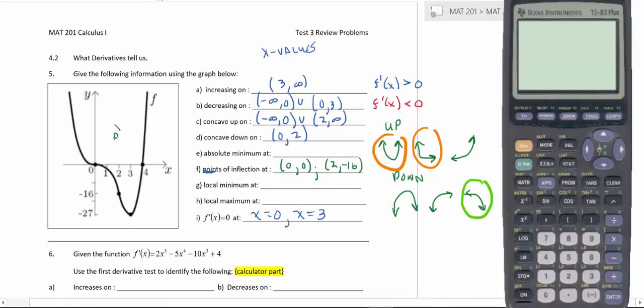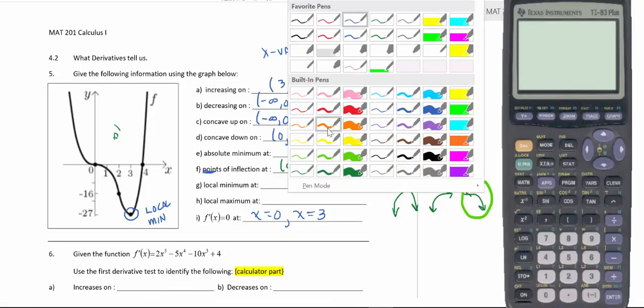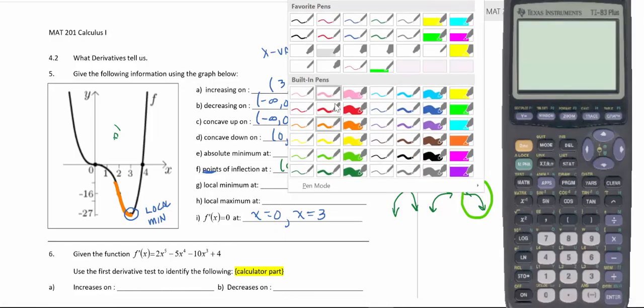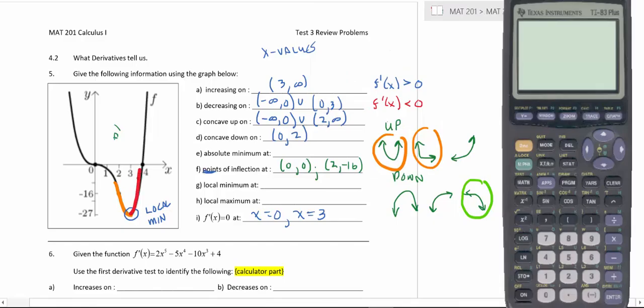Okay, so one thing is clearly this point right here is a local minimum. And remember, a local minimum, the function has to change from doing this. It's got to be decreasing to the left of it. Then it's got to change directions. And then it's got to start increasing. So it's decreasing, then increasing. So that's clearly going to be a local min. And that's the point 3, negative 27. So that is a local minimum. Now that is also the absolute minimum. That is the lowest value of y that this graph ever hits.